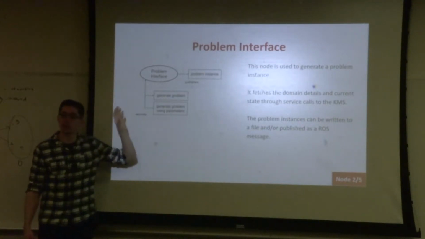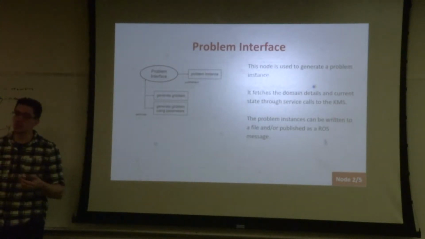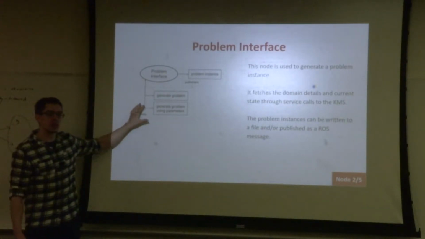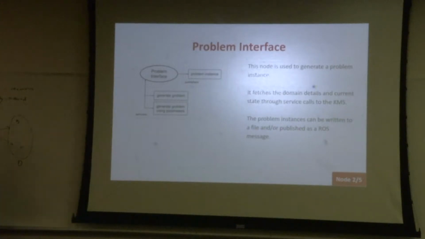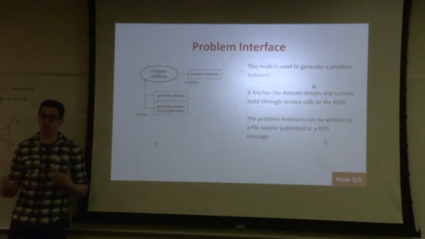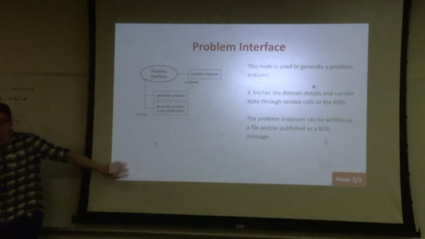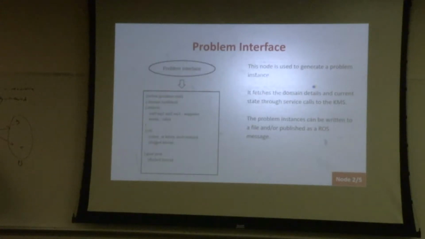As long as the node it's calling provides the same services as provided by the implementation of the knowledge base, it doesn't know whether it's calling the ROSPlan knowledge base or some wrapper that's been built around an OWL ontology, for example. This is the advantage of ROS and having a modularized system. The problem instances that it generates can be written to file or published on a ROS topic. This is all specified by parameters, as we'll see later.